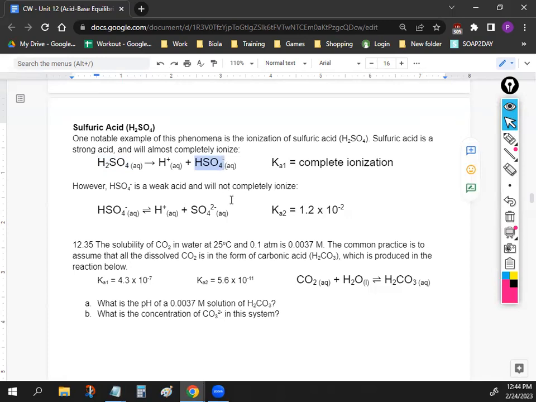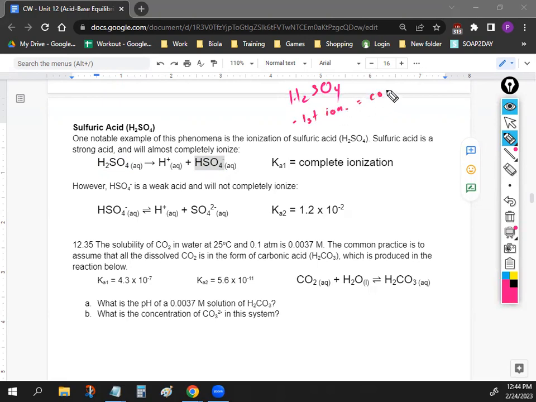Sulfuric acid, the first ionization is going to be complete, but the second one will not be complete, okay? So just keep that in mind. If you want to jot that down somewhere, that might help. H2SO4, you might want to write that the first ionization is complete, okay? But the second ionization is going to be incomplete, okay? So just keep that in mind.